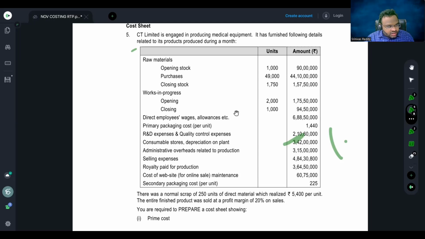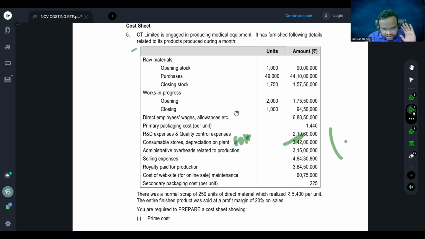Secondary packing is part of cost of sales. Primary packing is part of cost of production. Please understand this. R&D expenses, quality control expenses will be taken as part of cost of production. Consumable stores and depreciation to plant are part of factory overheads. So this is factory overheads. Administration overheads related to production also form part of cost of production. That is after factory cost, you'll get this number.